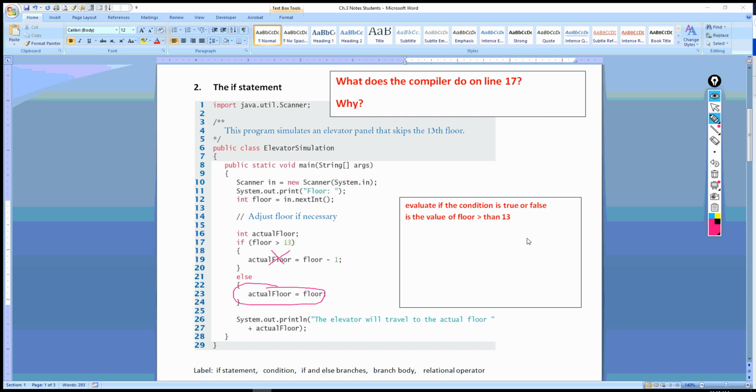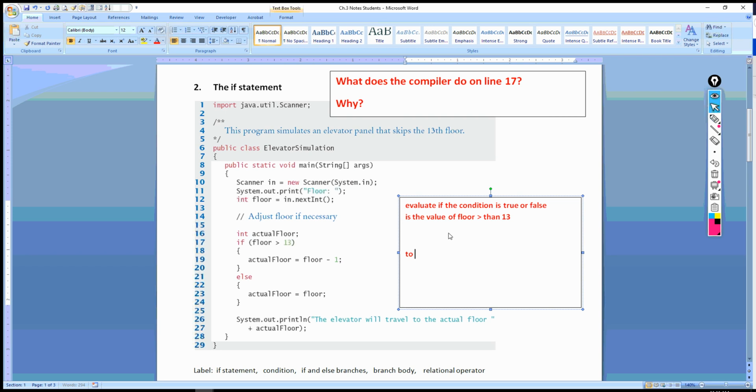And so the question is, why does the compiler evaluate the condition to be true or false? Why does it do that? And so I get all kinds of answers for this one as well. But here's what is the motive? Why does it care if it's greater than 13 or not? So the reason that the compiler asks that question to see if it's true or false is to make a decision. That's what we've been saying all along.